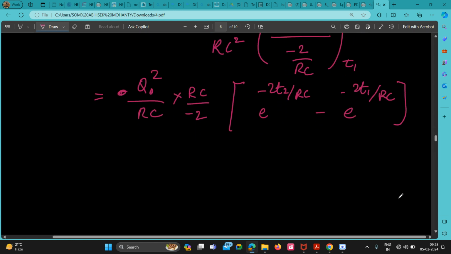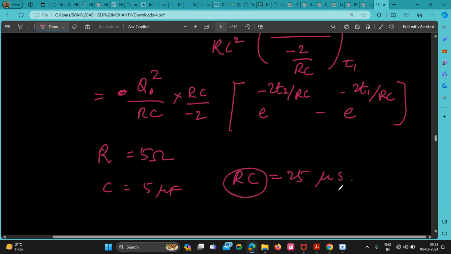So RC is what? R and C are given. So you can say R is 5 ohm. C is 5 microfarad. So RC is 25 microseconds. Okay, RC has the unit of time.